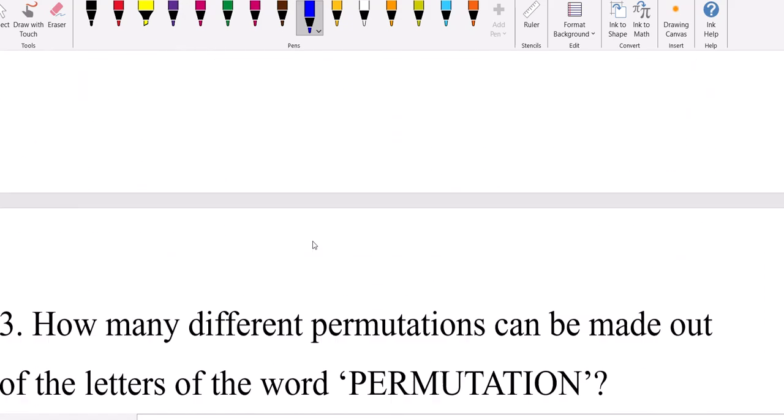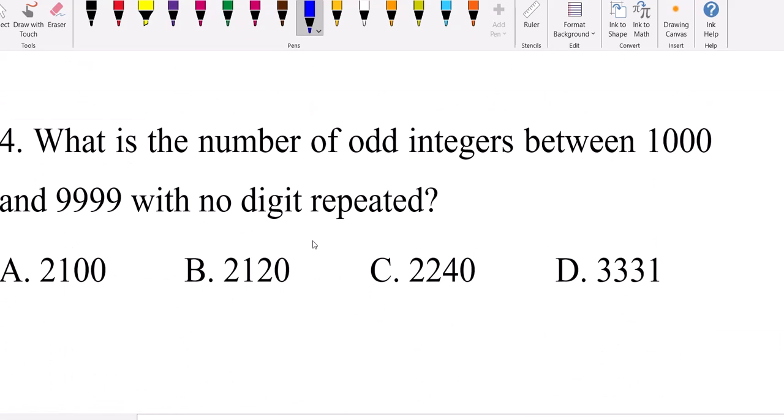Question number 4. Here the question is: what is the number of odd integers between 1000 and 9999 with no digit repeated? Generally repetition is there, but they clearly mentioned here that no digit is repeated. It's a 4-digit number only, right? You want a 4-digit number which is odd, without repetition. So what's your answer here?